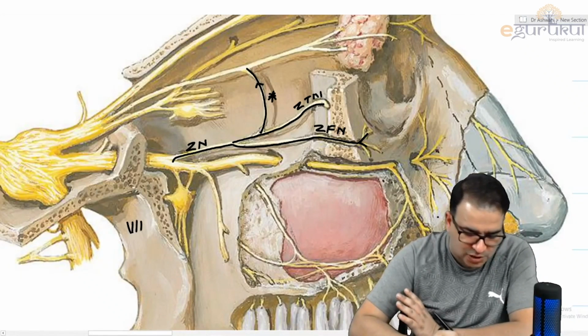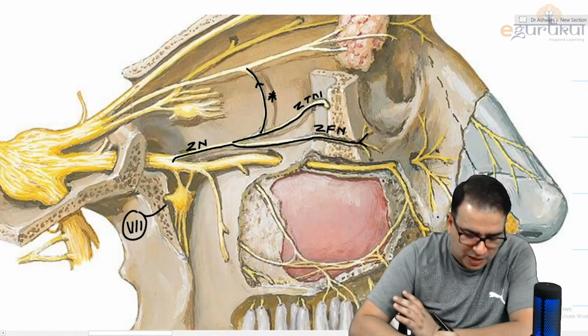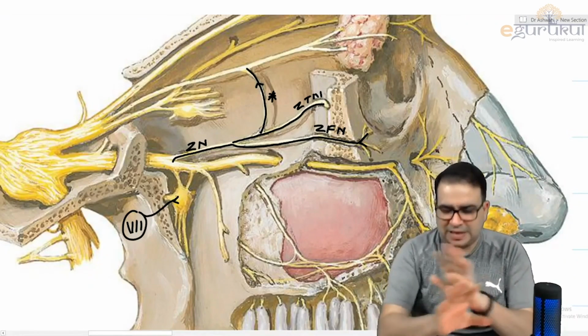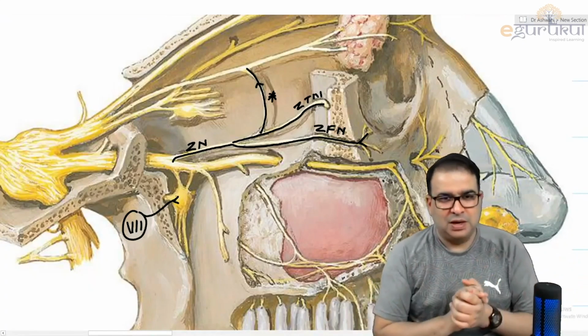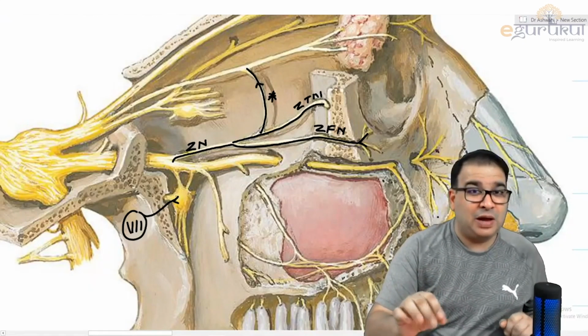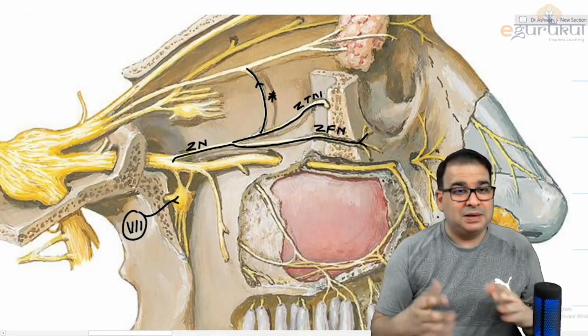Now, we have not discussed the facial nerve yet. A branch of the facial nerve will come and relay here. What branch is that? Just don't worry about it, forget that for now. But a branch of the facial nerve will come into the pterygopalatal ganglion and will end there. But that is not the solution.